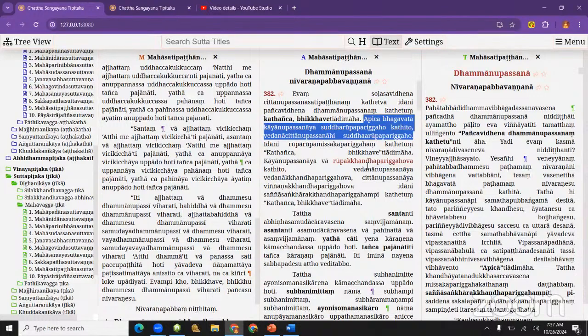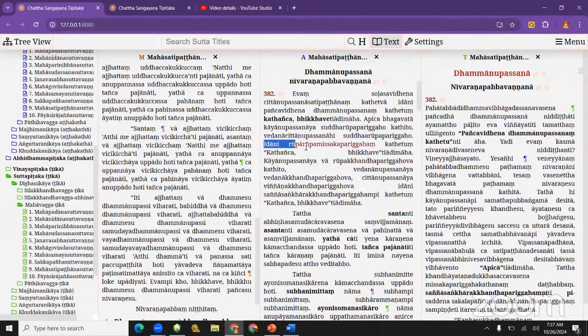And idani now, Rupa Arupa Missaka Pariggahang Kathetum Kathancha Bhikkhaveti Adimaha. And now, in order to expound both mentality and materiality, Rupa plus Arupa become Rupa Arupa. Rupa means materiality, Arupa means mentality. So now, in order to expound both the mentality and the materiality meditation, the Buddha started the Dhammadesana, or the canon, in this way.